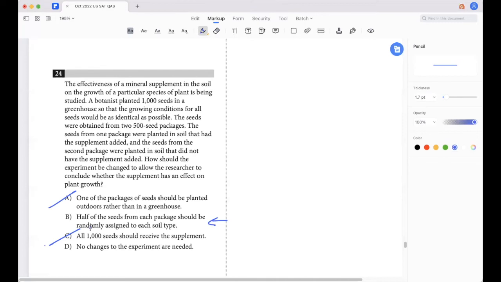Yeah, I think you should kind of work with half the seeds from each package. Yeah, that would be a better experiment.